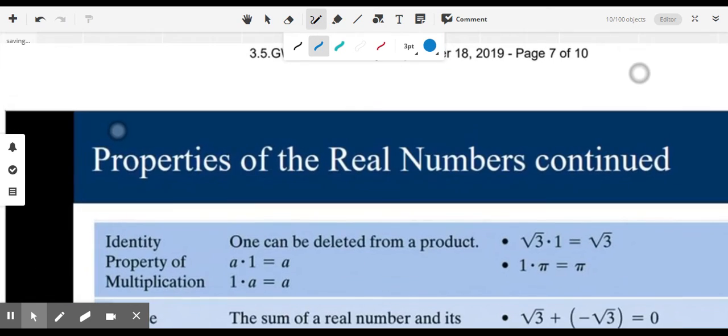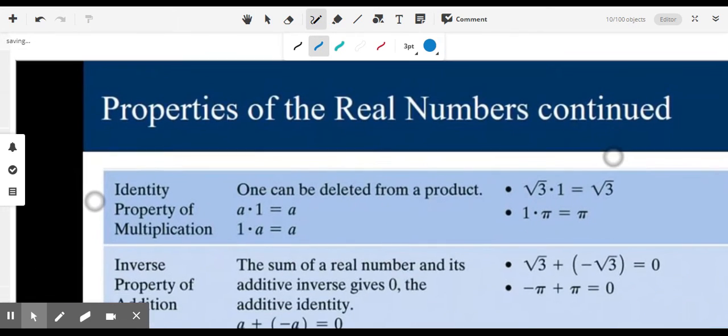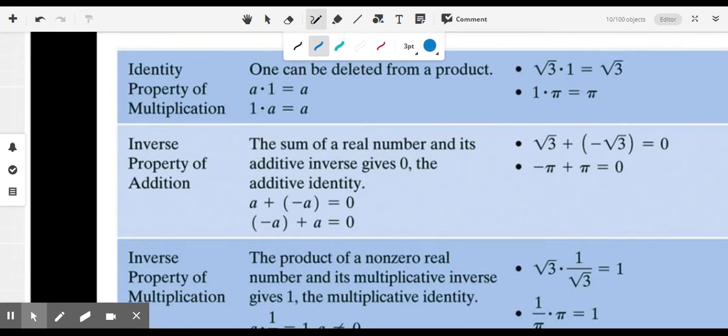All right. Likewise, there's going to be an identity property of multiplication, but it's different because what do you multiply something by to get identically what you just had? 1. Anything times 1 gives you what you started with. So that's the difference between the identity property of addition and the identity property of multiplication. For addition, you're adding 0 to get what you started with. For multiplication, you're multiplying by 1 to get what you started with.